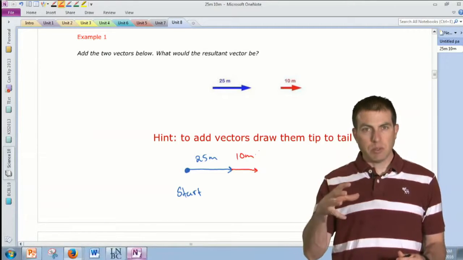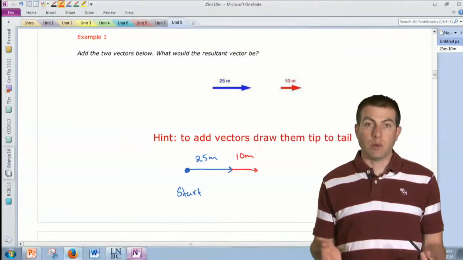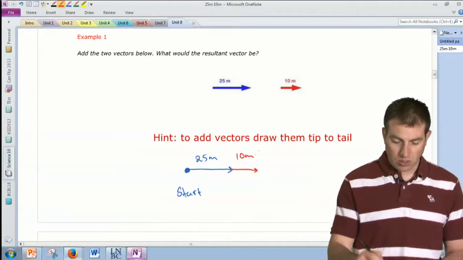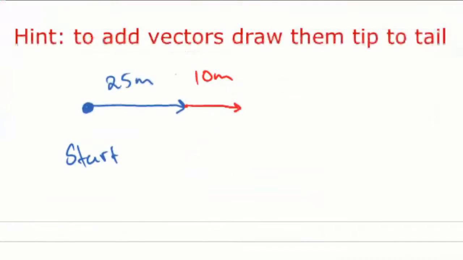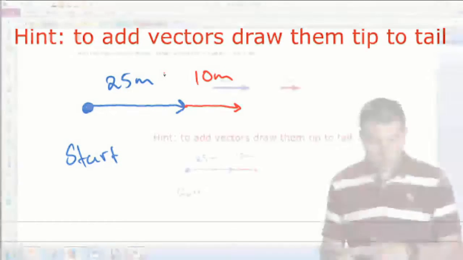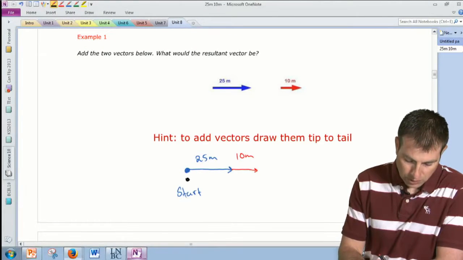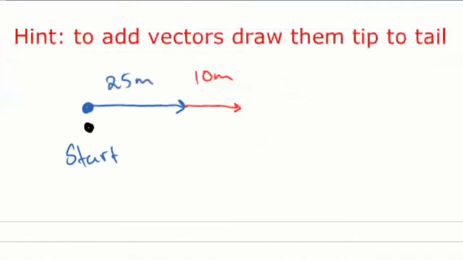And it just really helps to be able to visualize what's going on. That's why we use arrows. And in this case, you can see I've drawn them tip to tail. So the tip of my blue arrow here is the tail of the red arrow. So for all of these questions, we're going to end up with some sort of resultant. And the resultant is from where you started to where you ended.